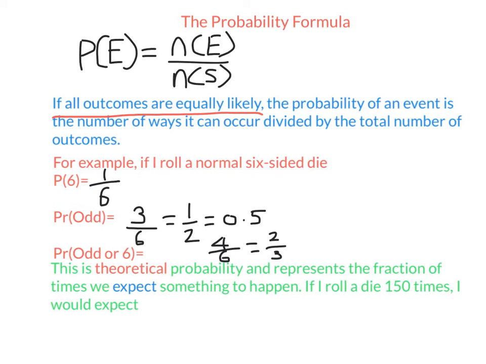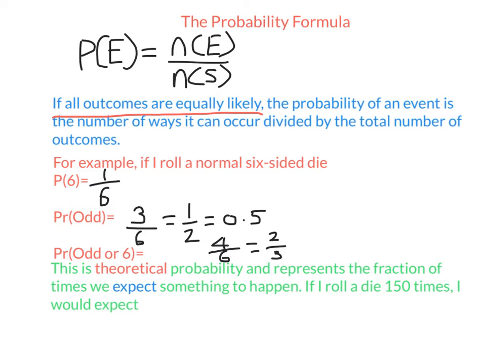So what are we actually calculating here? Well, when we use this formula and we calculate the probability, we're actually calculating theoretical probability. This is the fraction of times we expect something to happen. So when I say the probability of getting a 6 is 1 over 6, I'm saying if I roll a die heaps of times, I would expect that I would roll a 6 1/6 of the time.